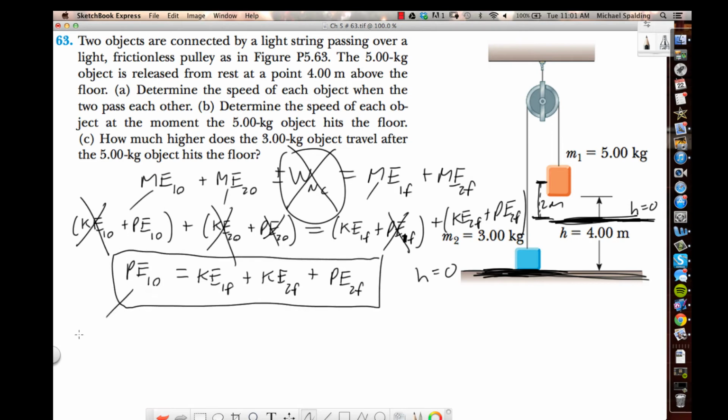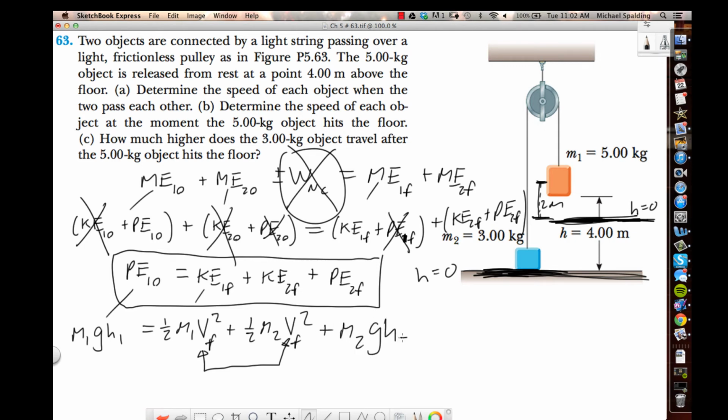So now you plug in. Don't just say M, you've got to specify M1 or M2. So this is going to be M1 G H1 equals 1/2 M1 V final squared plus 1/2 M2 V final squared. Do we have to specify V1 or V2? What do we know about the two velocities? They're the same. The velocities are the same. Then plus M2 G H2.